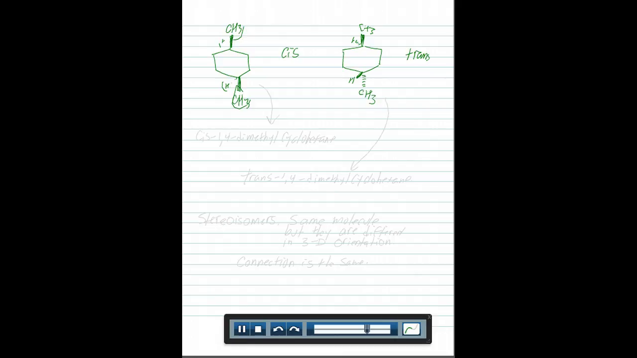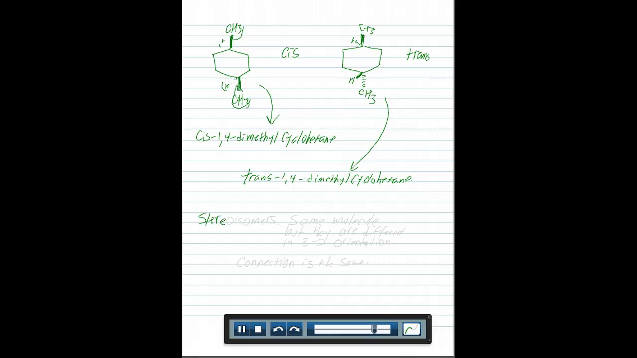So these are two technically different molecules. The molecule on the left would be called cis-1,4-dimethylcyclohexane. And the molecule on the right is called trans-1,4-dimethylcyclohexane. These are isomers, but in particular they are called stereoisomers.